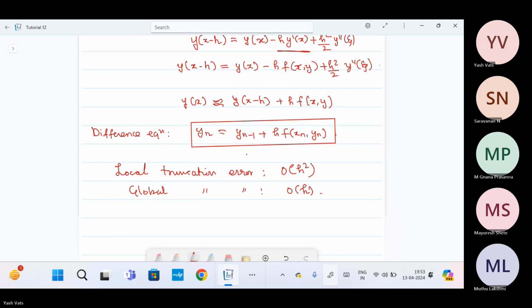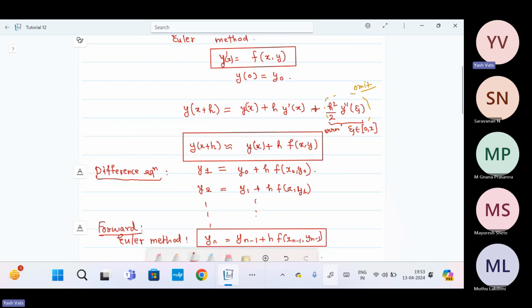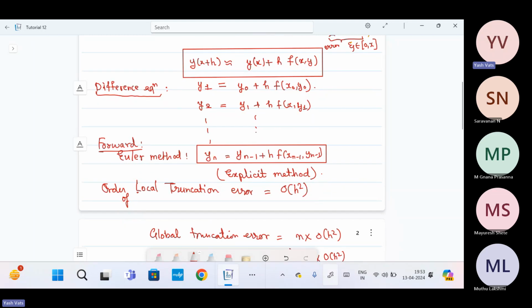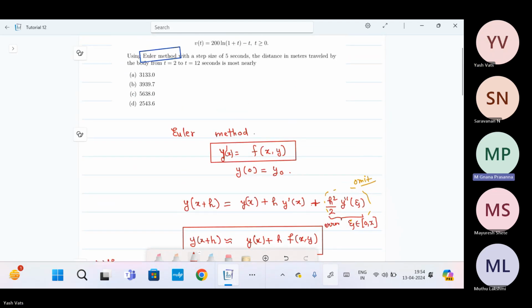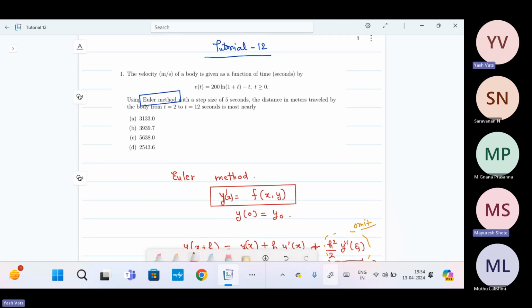Sir, once again, explain what is the difference between explicit and implicit. I joined late. Explicit means the value of the quantity at the nth time step must be dependent on the previous time steps, like n minus 1, n minus 2, and so on. Okay, you understand now? So now can we solve this question?